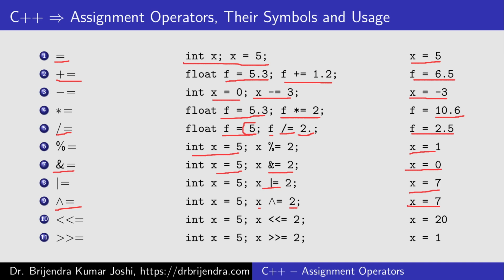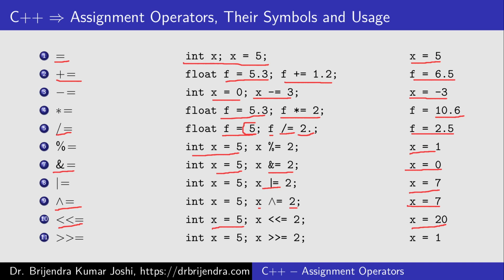And here this is left shift assign. So the current value of x is, suppose we have initialized it to 5 again. Left shift it twice, it means 2-bit positions. The value would be 20.